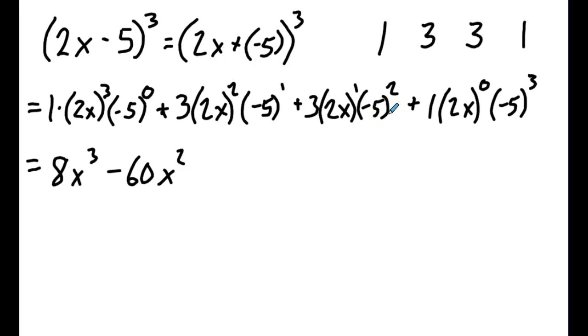Next one, we have -5 squared, which is 25. 25 times 3 is 75. 75 times 2 is 150 times x. And the last one, we have -5 cubed. 5 times -5 is -25. 25 times -5 is -125. This is how to expand a binomial using Pascal's triangle and the binomial theorem. Notice if this sign is negative, our signs are going to alternate: we go from positive to negative to positive to negative.